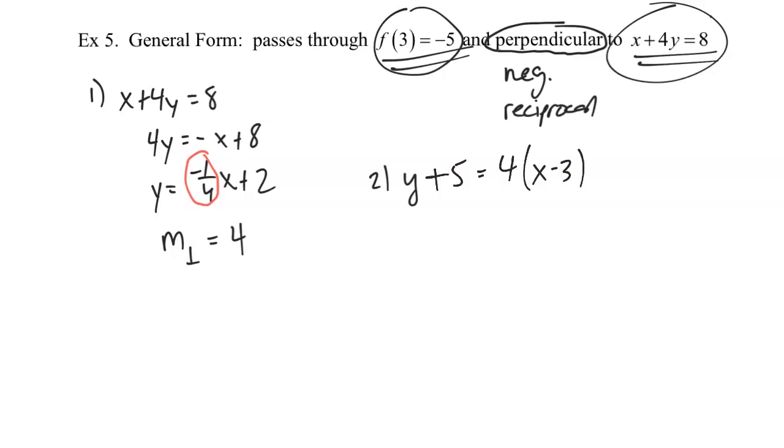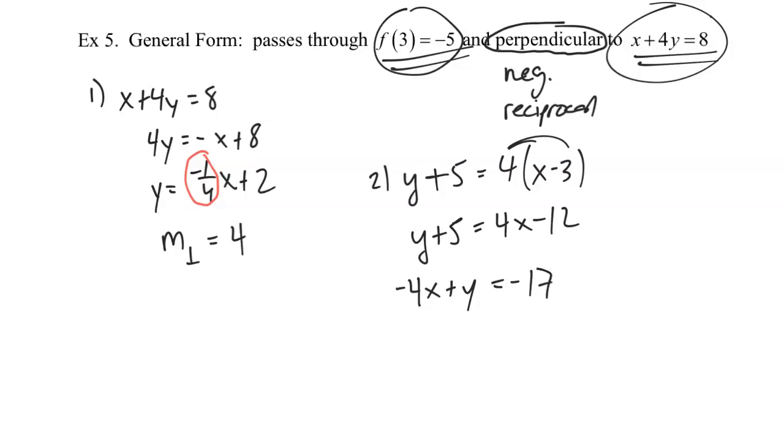And so now to get this in general form, the first step is to distribute my 4. And so I get y plus 5 is equal to 4x subtract 12. When I distribute, I want all of my variables on the left-hand side. So this 4x here is going to move to the left and become negative 4x plus y is equal to, now this positive 5 is going to move over and become a negative 5 and combine with that negative 12 to give me negative 17.